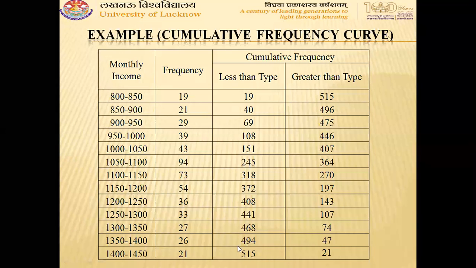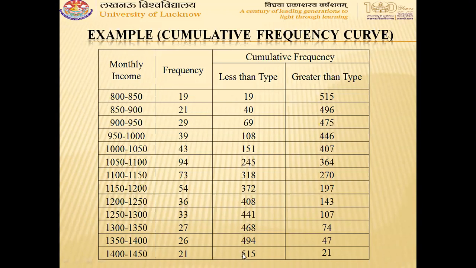So the highest cumulative frequency for less than type will be 515, which is equal to the total frequency. Similarly for greater than type, we start from the last class interval. So the frequency of the last class interval and the greater than type cumulative frequency will be equal. Then we add upwards one by one, that is 21, then 21 plus 26, that will become 47, then 47 plus 27, that will become 74, and so on up to the first class interval.